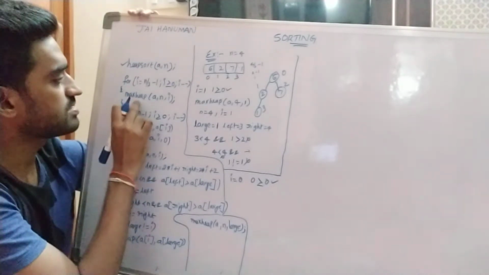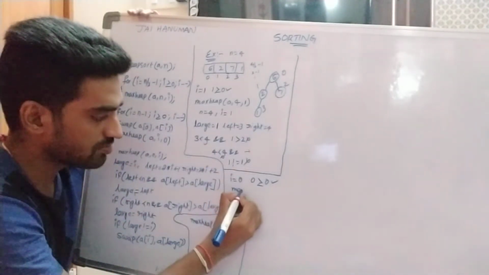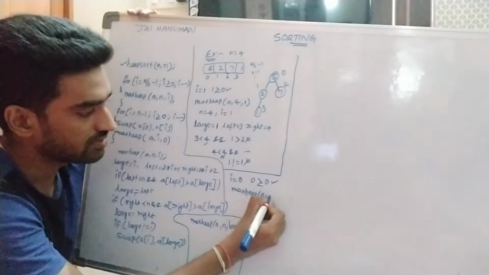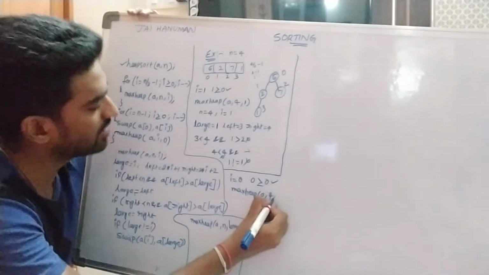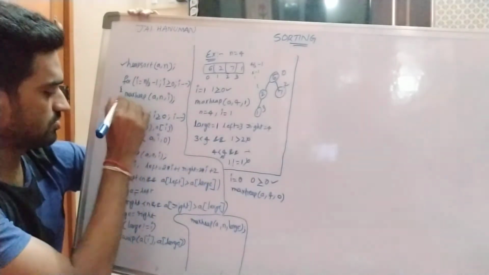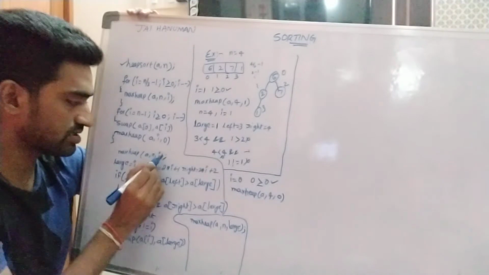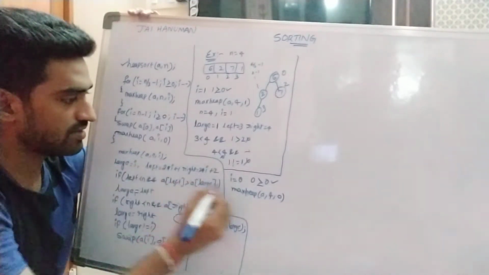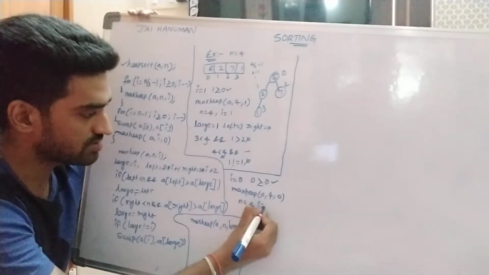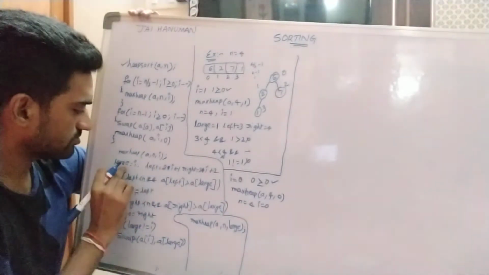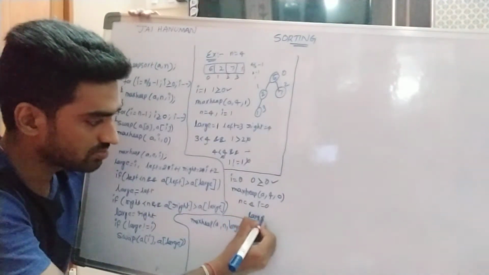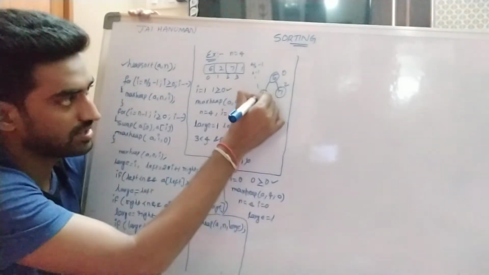Again we call the max heap function: max heap a comma n, where n is 4, comma i. What is the i value? 0. So the control is passed to this function call, where a is the array, n is equal to 4, and i is equal to 0. Then we set large is equal to i, so large is equal to 0. Here I am setting it.